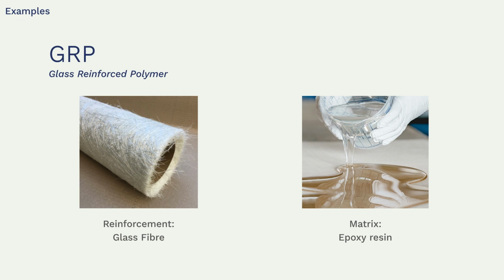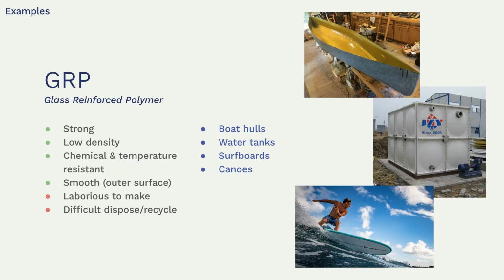GRP, or glass reinforced polymer, is made from glass fiber and some kind of resin. It is strong, low density, has good chemical and temperature resistance, and is smooth. This is why it's used for boat hulls, water tanks, surfboards, and canoes. However, like CRP, it's also laborious to make and difficult to dispose of or recycle.